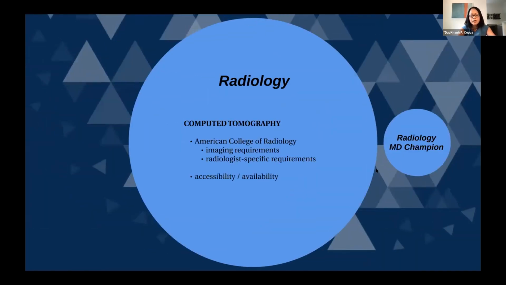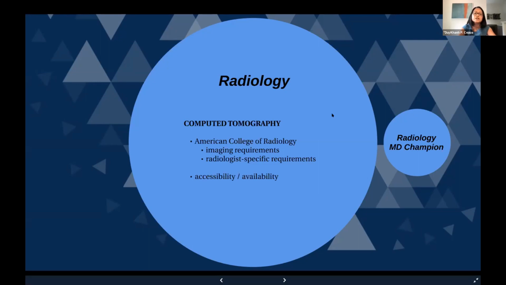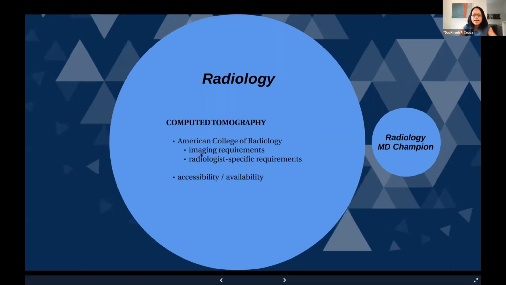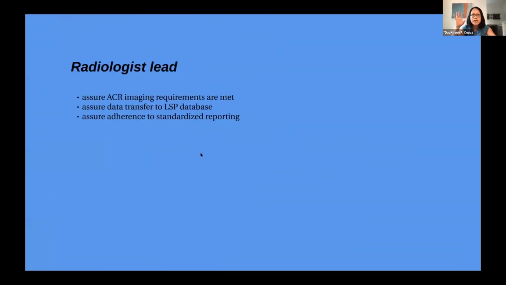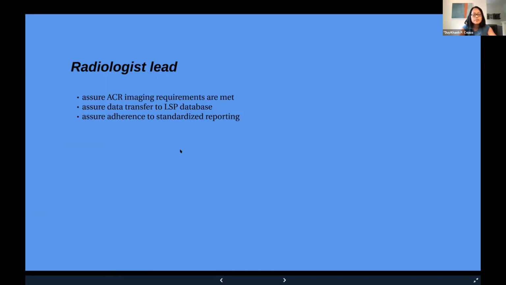I won't belabor the point with radiology, but it goes without saying you need to have a CT scan with accessibility and availability. And by that, I mean true accessibility and availability, not like a Sunday at 12 midnight, right? Because no one's going to come to get their lung screening scan on a weekend in the middle of the night. The radiology division needs to adhere to the American College of Radiology imaging requirements and the radiologist specific requirements. And with all that, I think it's actually pretty important to have a lead person in the Department of Radiology as your go-to to assure quality from all of that standpoint. But even more importantly, to assure adherence to standardized reporting.